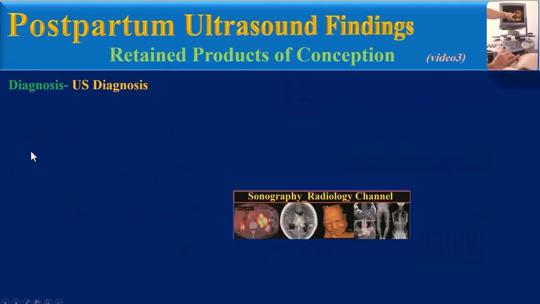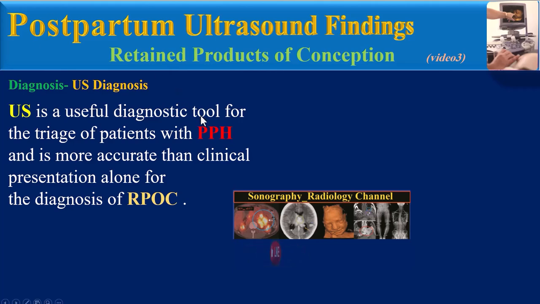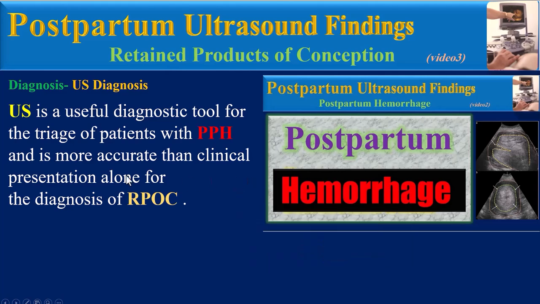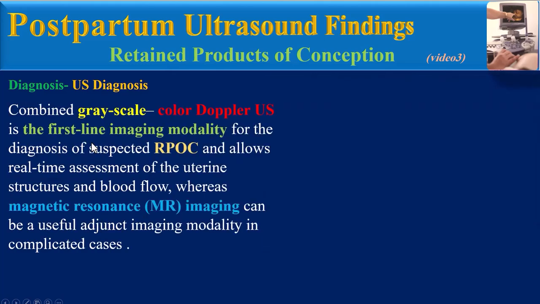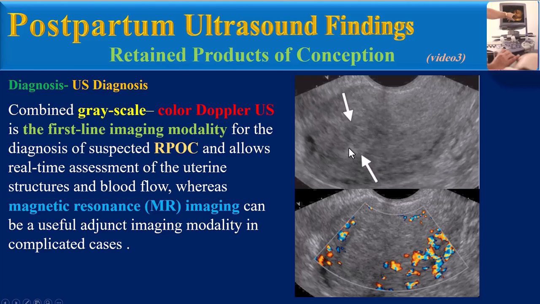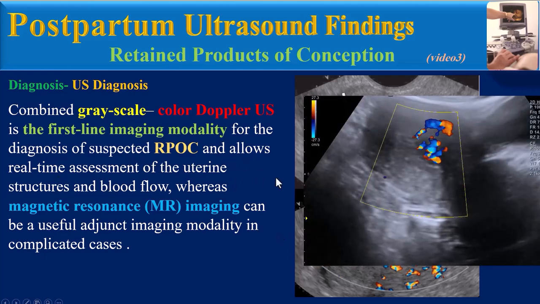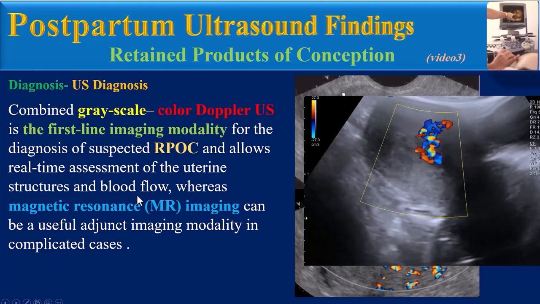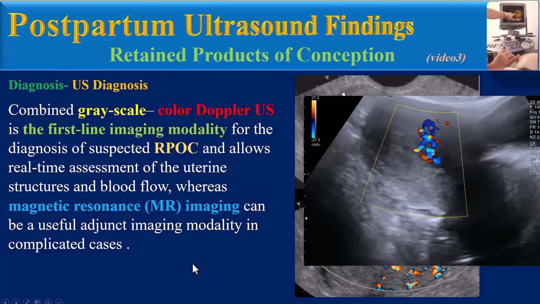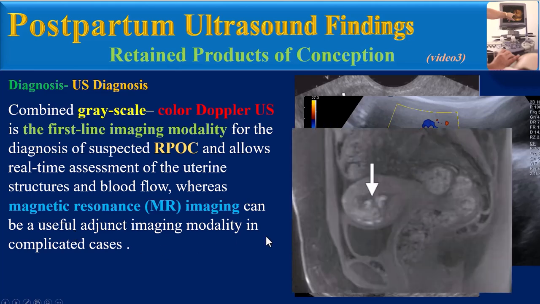Ultrasound diagnosis. Ultrasound is a useful diagnostic tool for triage of patients with postpartum hemorrhage and is more accurate than clinical presentation alone for the diagnosis of RPOC. Combined grayscale and color Doppler ultrasound is the first-line imaging modality for the diagnosis of suspected RPOC and allows real-time assessment of the uterine structures and blood flow, whereas MRI can be a useful adjunct imaging modality in complicated cases.